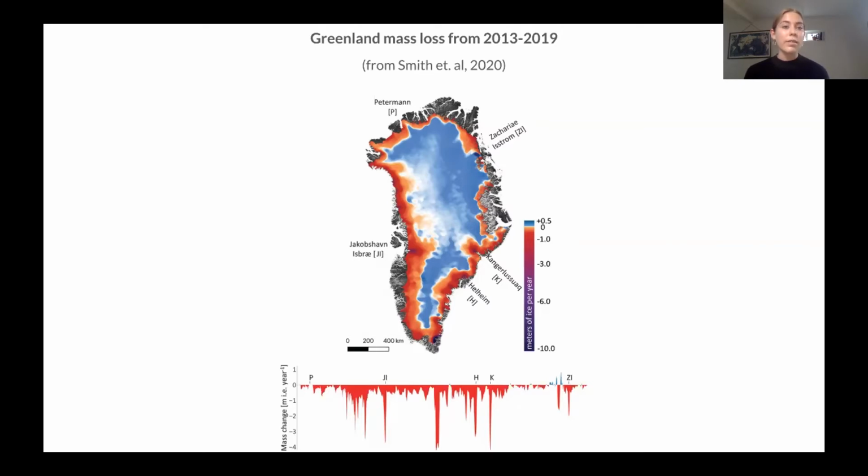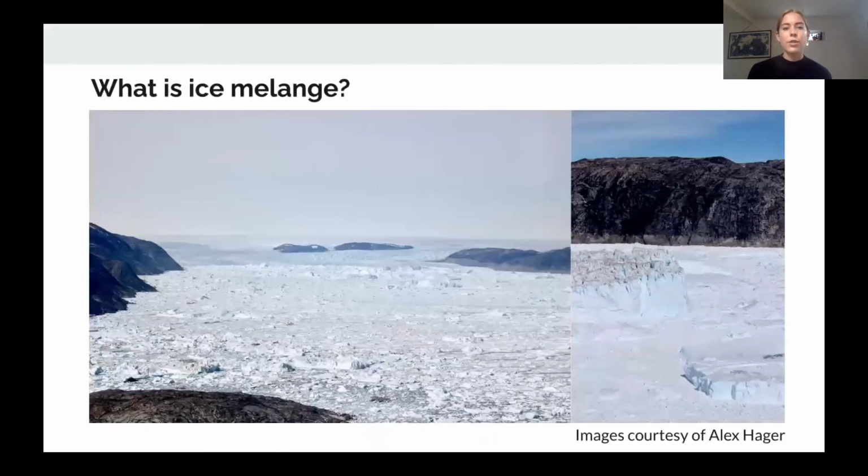And one part of this puzzle is ice melange, and this has remained largely unconstrained. So you can think of ice melange as a slushy of icebergs and sea ice, which form at a glacier's termini.